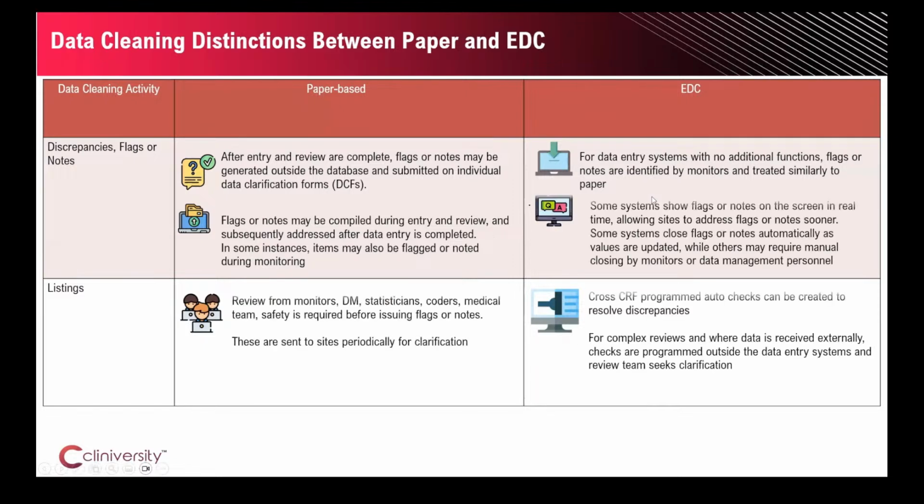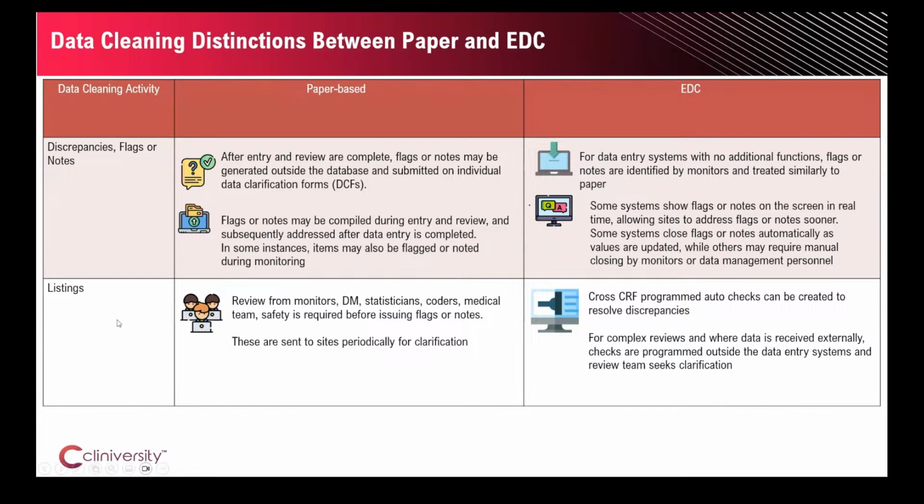For EDC systems, which show data discrepancies on the screen in real time, this allows the site to act on these sooner. Sometimes EDC will close these discrepancies automatically as soon as the data entry is done or the entry is corrected. But sometimes the screens will only allow manual closure of discrepancies. This is to allow a thorough review of the data change before the issue is closed.